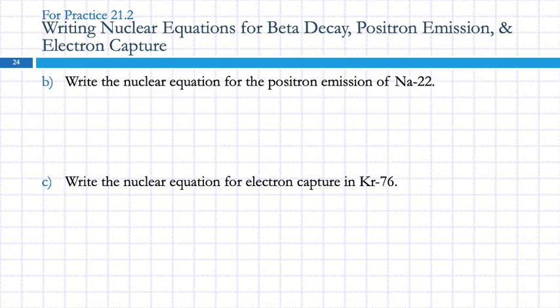Write the nuclear equation for the positron emission of sodium-22. Okay, so sodium-22, that's its mass number. Atomic number is 11. So what's the symbol for a positron? It's like the electron, but positive, right? So it's got a +1 there. So again, the mass number stays the same, and the atomic number goes down, and we get neon.